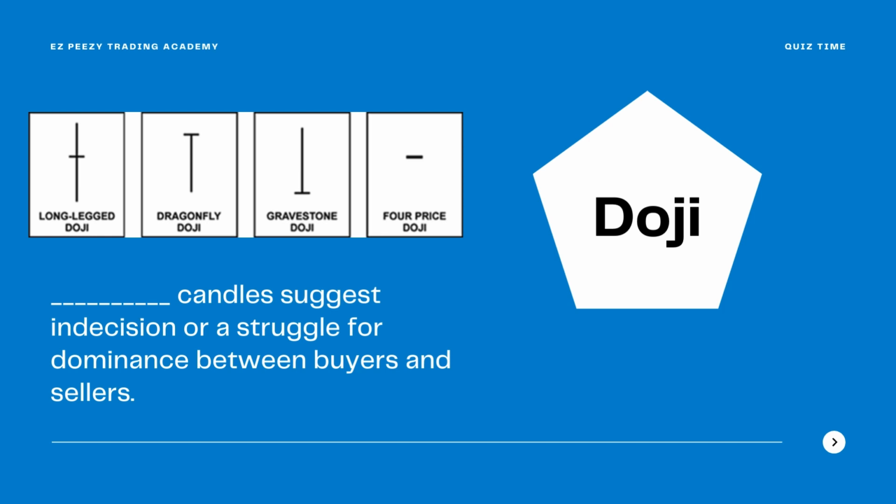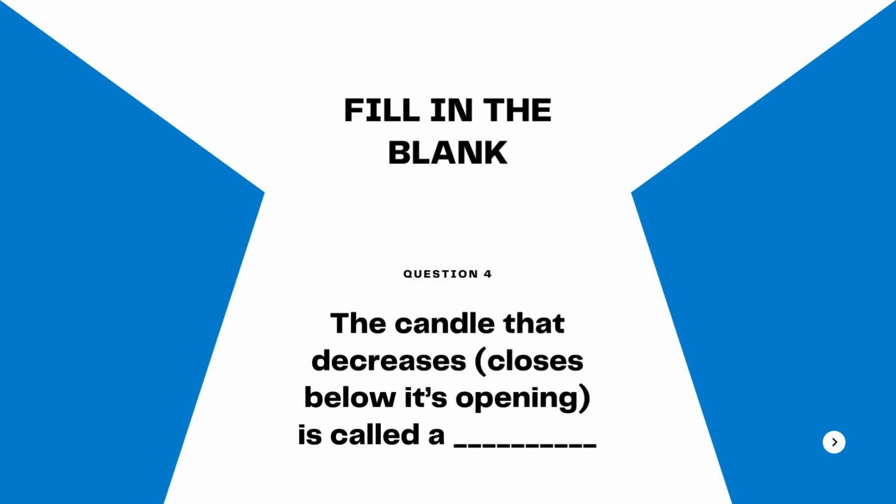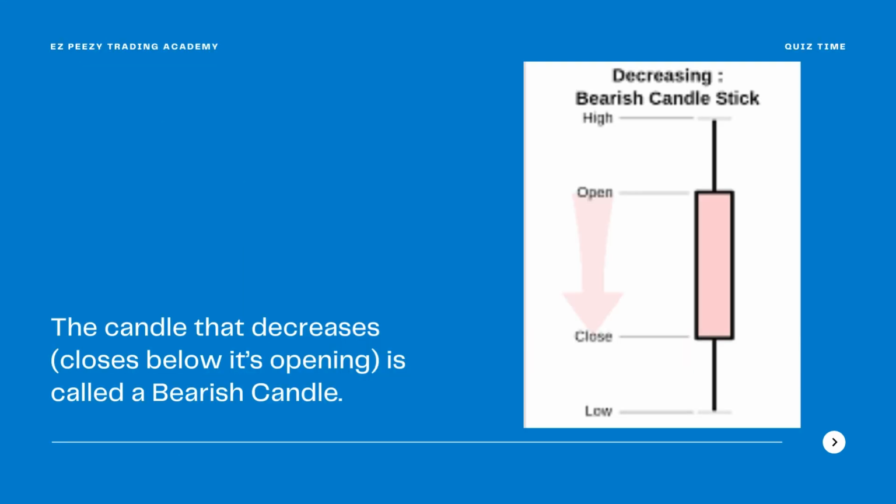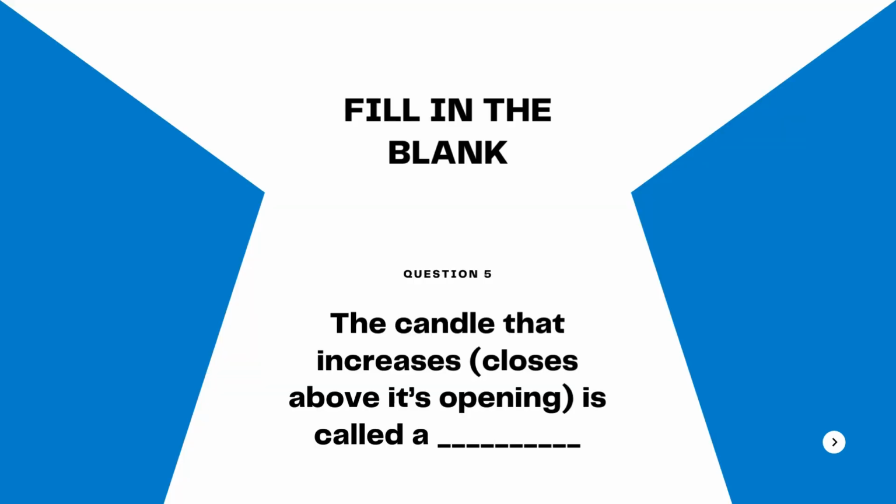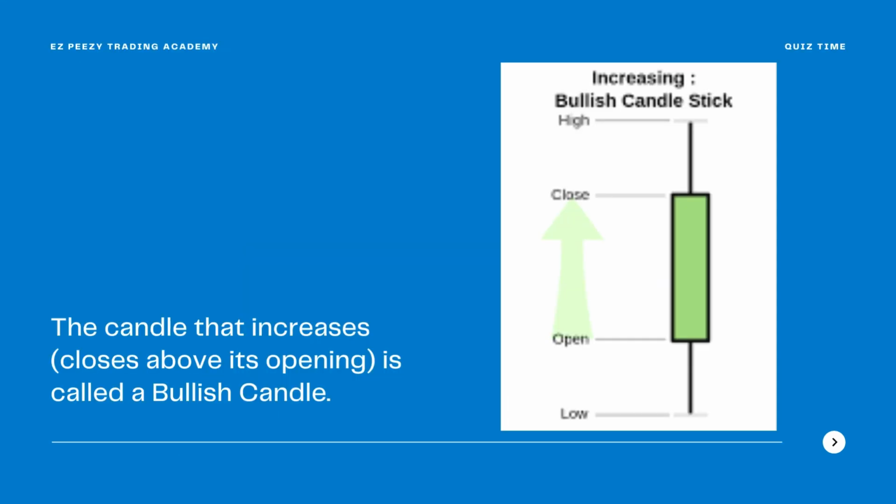Definitely some indecision. It doesn't matter what color it is. What matters is where it's at in the pattern or on the chart, okay? Because it lets you know that there is some weakening taking place. The candle that decreases, or closes below its opening, is a bearish candlestick, all right? And the one that increases, or closes above its opening, is called a bullish candlestick, right? It's a bullish candle. It opens at the bottom and closes at the top. It closes above its opening, right?